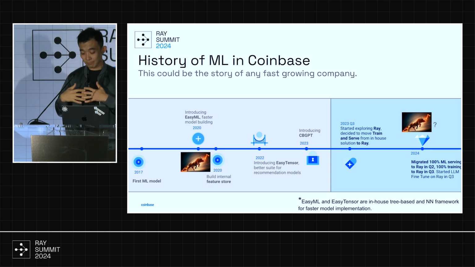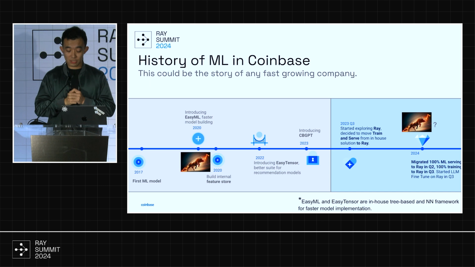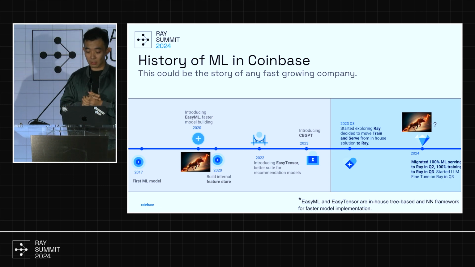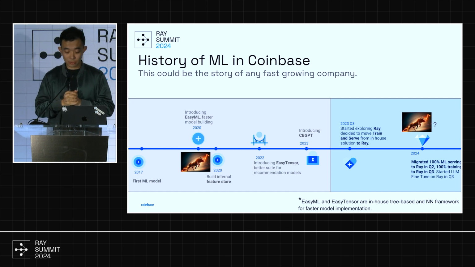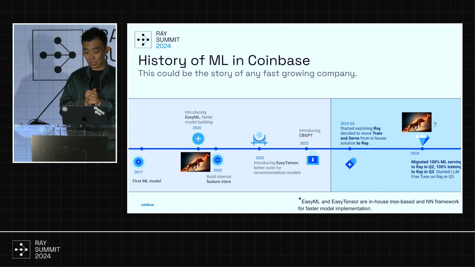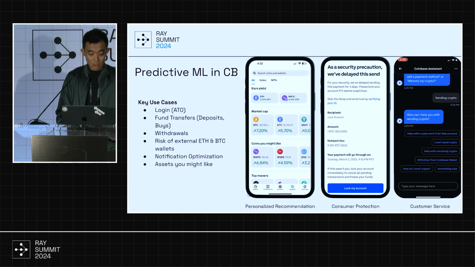By Q2 2024, we finished moving everything in machine learning serving to Ray, and we just finished migrating our training and batch prediction to Ray as well. We are also investigating how to use Ray for LLM fine-tuning and LLM serving. That's a brief history of our machine learning system.